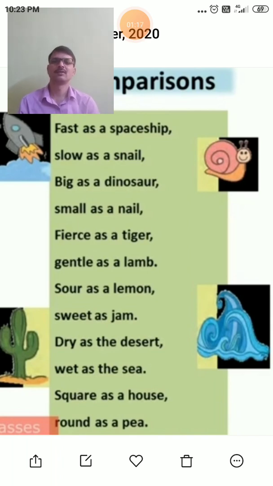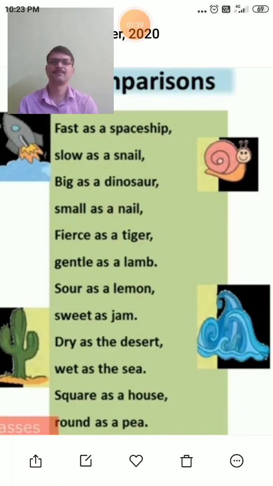Adjectives, nouns are used, and there is also the use of "as". You know that when we use "as" or "like", there is a simile. Now at first I am going to read this poem.